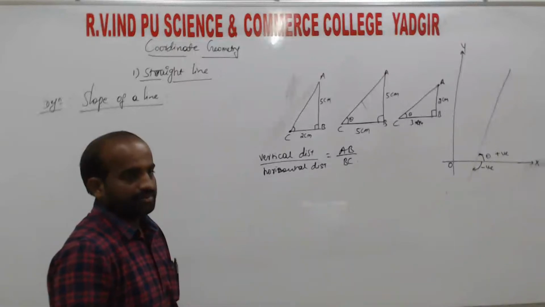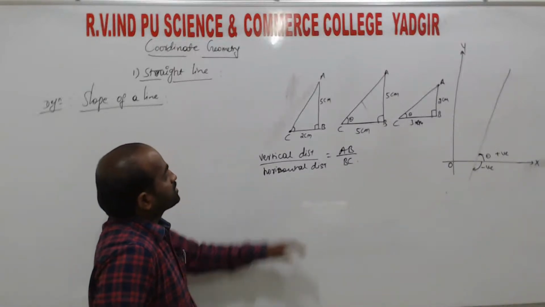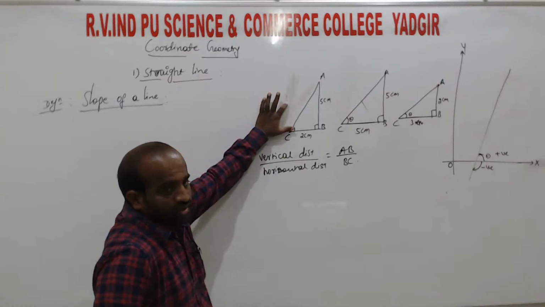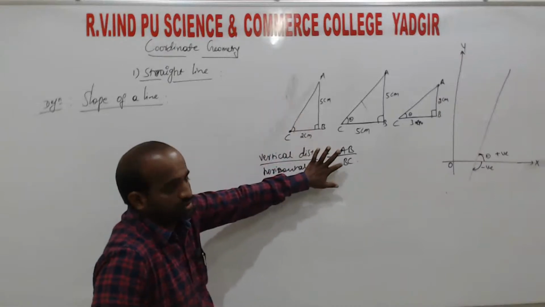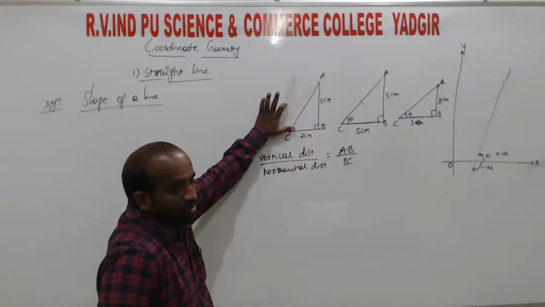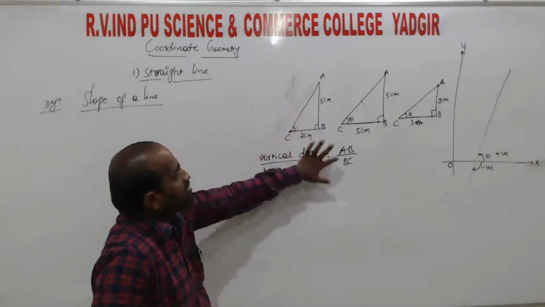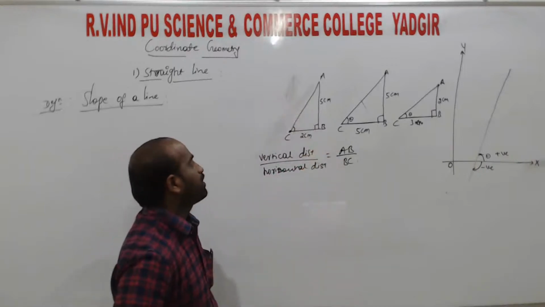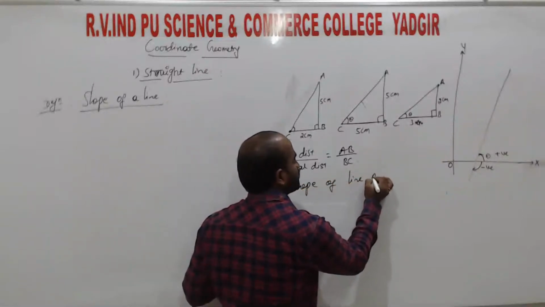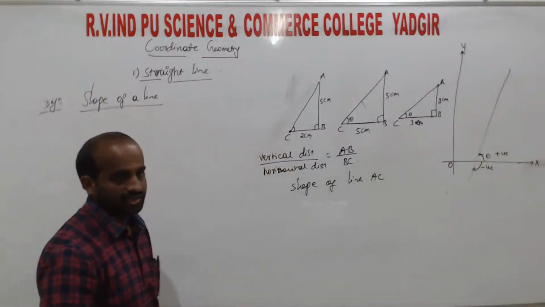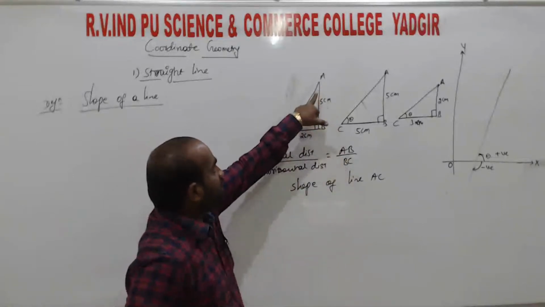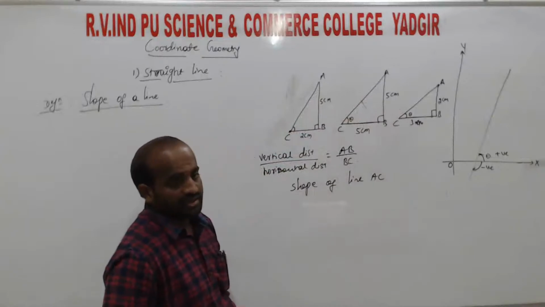From the above example, we get AB divided by BC, the ratio. The ratio obtained is called the slope of line AC. The ratio obtained is called the slope of the line AC.